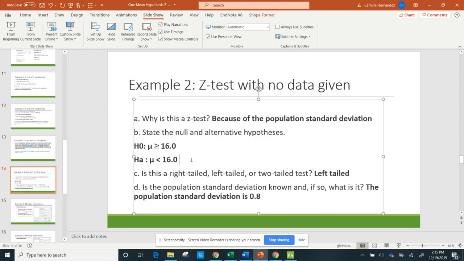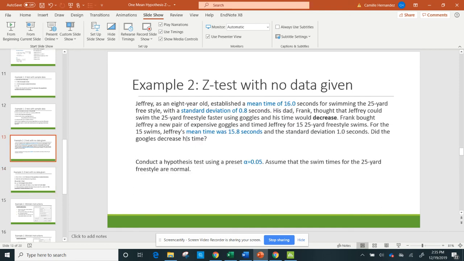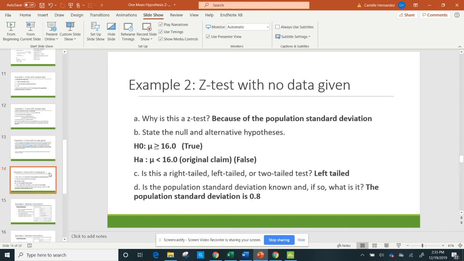All right, so remember, this was my original claim. And when I failed to reject my null, I found that this one was true. And so this was false. And I want to conclude based on my original claim. So my original claim was false. So when I go look at it, did the goggles decrease his time? No, the goggles did not decrease his time because I found that to be false with looking at the p-value and the level of significance.